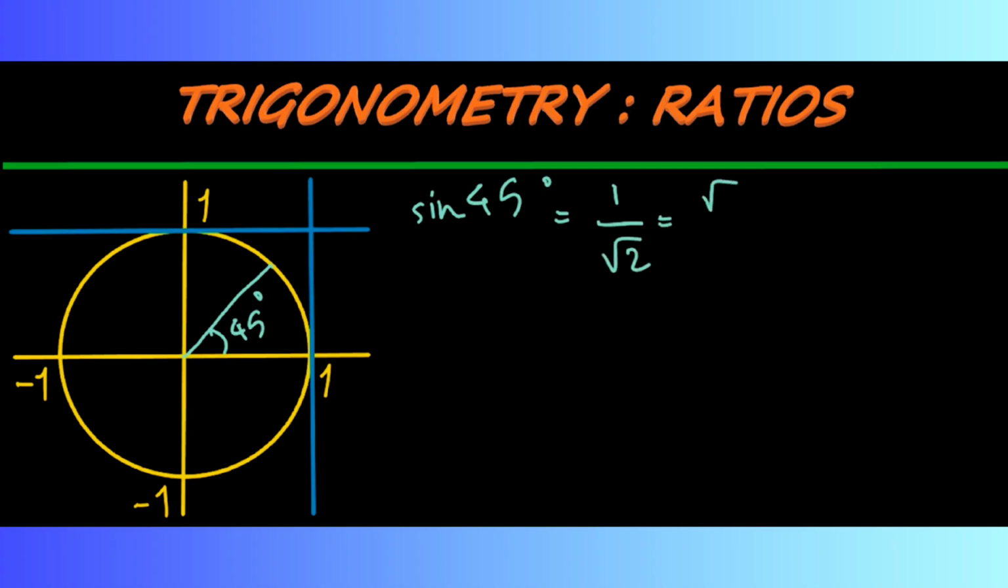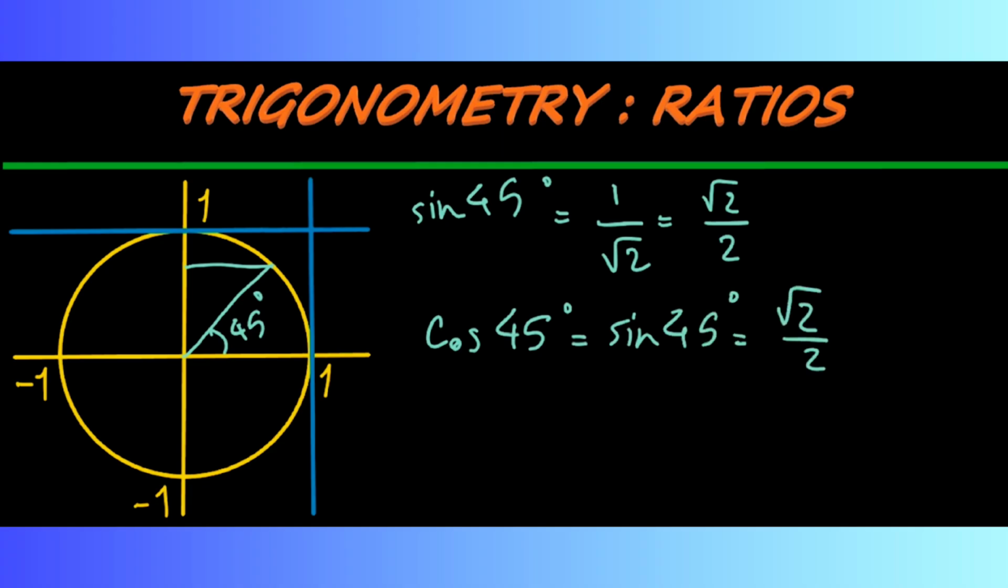Okay, for 45 degrees, the sine is half of the square root of 2, and also its cosine. And where sine is equal to cosine, we'll have the tangent and cotangent equal to 1.